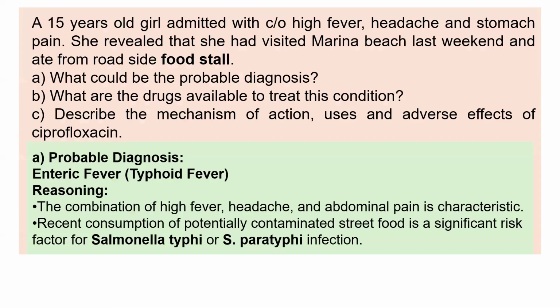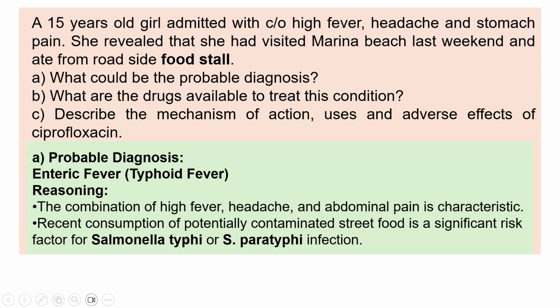So coming to the questions, previous year main essay. This type of question was asked twice in the previous 5 years itself, on fluoroquinolones. The question is: a 15-year-old girl is admitted with a fever, headache and stomach pain. She revealed that she had visited Marina Beach last weekend and ate from a roadside food stall. What could be the diagnosis, what are the available drugs to treat this condition, and explain the mechanism of action in detail of ciprofloxacin. So what is the diagnosis? We know there is a history of outside food intake, along with fever, stomach pain and headache. So the probable diagnosis is typhoid fever.